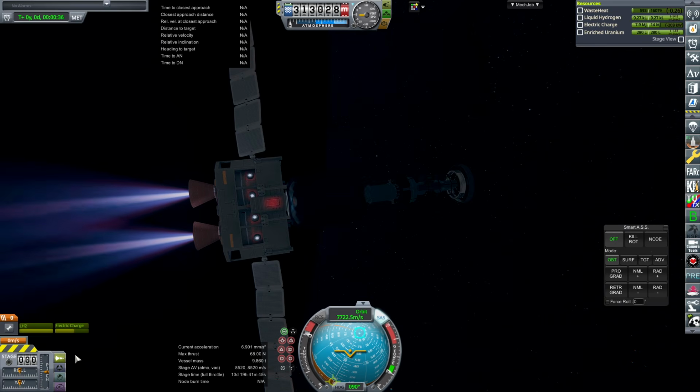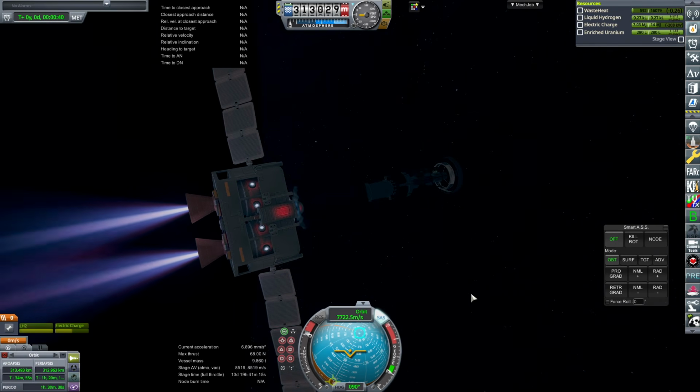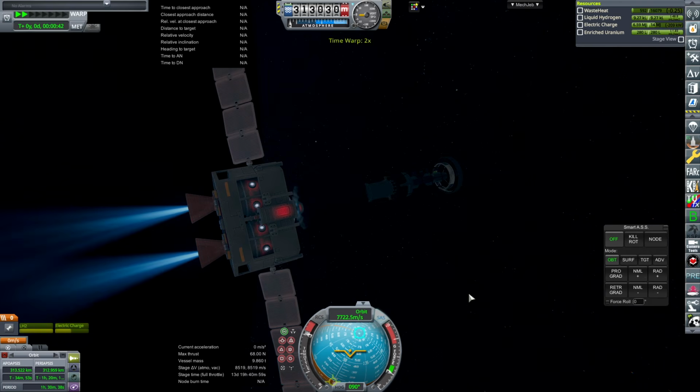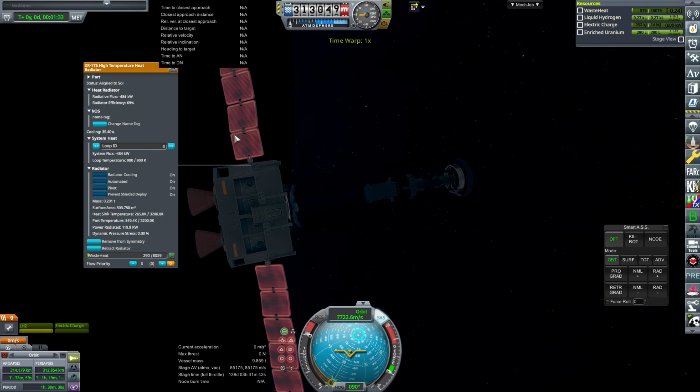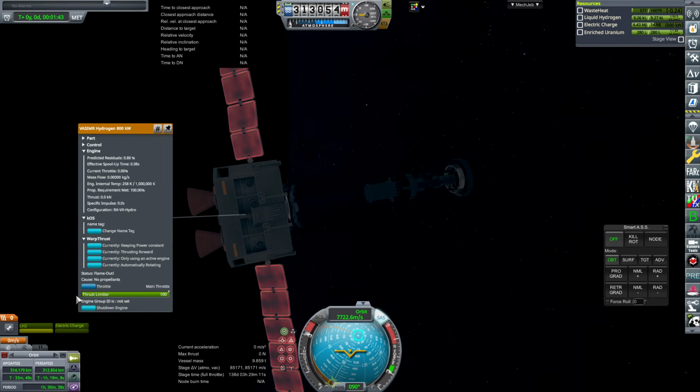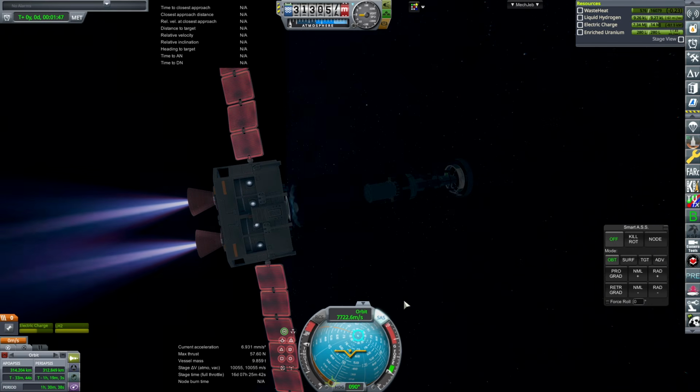Also importantly, if we turn on SAS and take a look at our apoapsis and periapsis, we should see that it continues to work with warp thrust. That's no problem. Though it suddenly went off for some reason. Oh, because we lost electric charge, that's why. So we'll have to restart that. But if we throttle down, it will be stable.